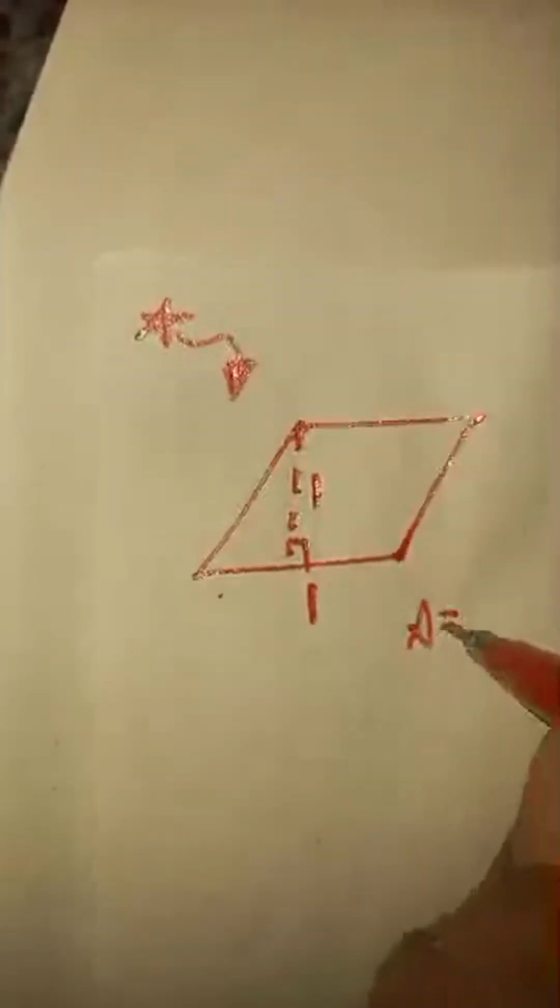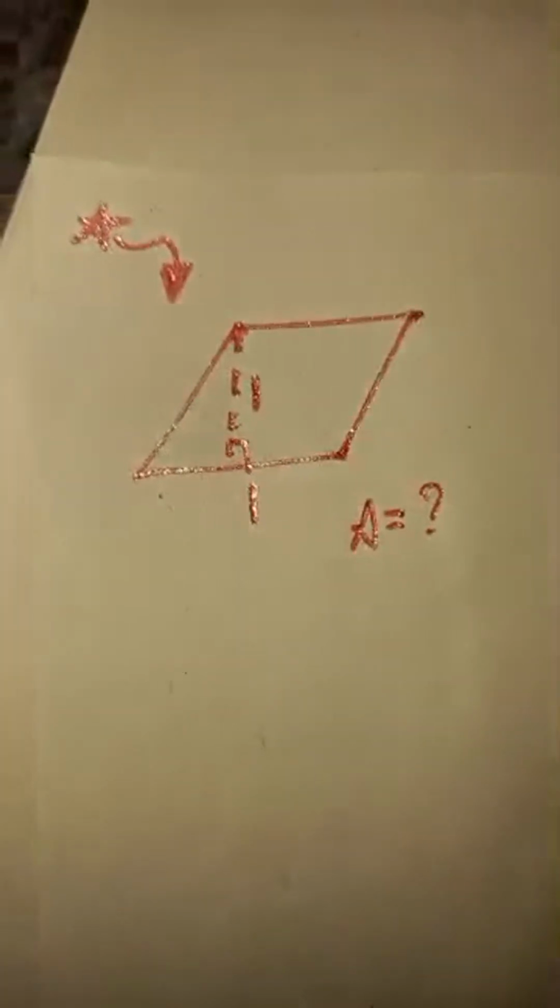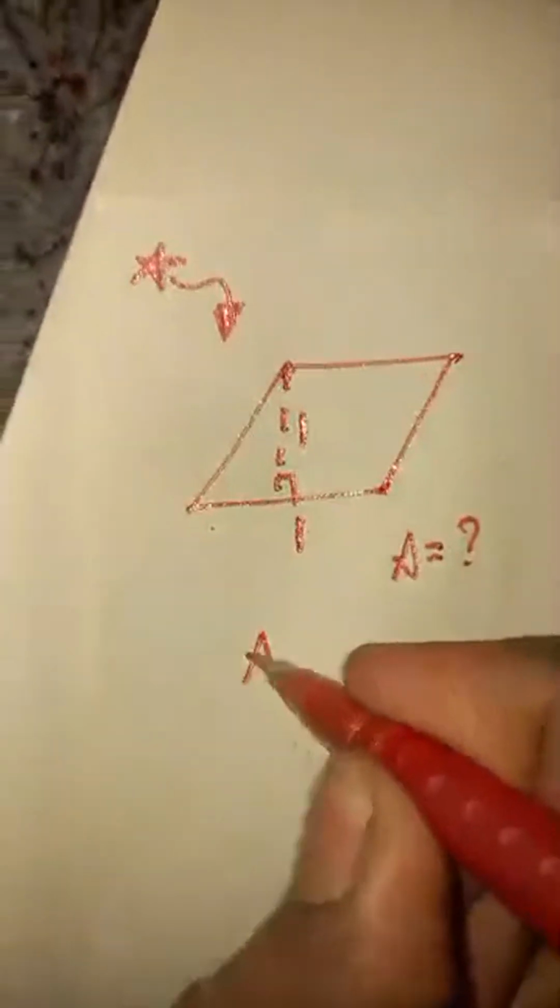To tell how to find out the area of a parallelogram. Here they have given one parallelogram. In this parallelogram, the base length is 1 unit and the perpendicular height is also 1 unit. You need to find out what's the area of the parallelogram. You can find it out.